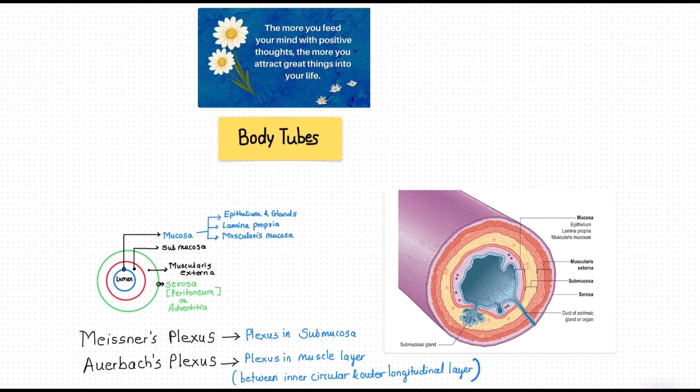So today's topic is body tube. Before going to learn about different systems, about their histology, I decided to give an overview on body tubes.